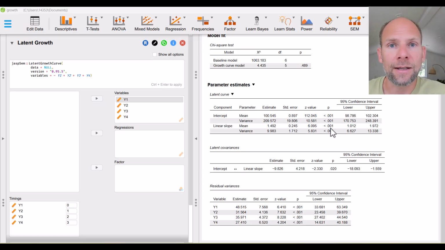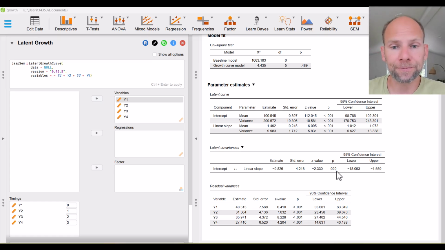In this example, you can also see that we get confidence intervals for those parameter estimates as well, which is very nice that JASP provides that right away for us. Also, we get the covariance between intercept and slope. You can see it was negative. So there was a negative correlation between intercept and slope. That was also statistically significant.